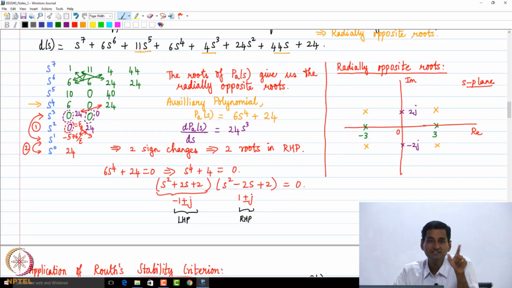So if the first entry is a 0 and you replace it with epsilon, we discussed that there are 2 cases. If there is no sign change, that indicates a pair of roots on the imaginary axis. If there is a sign change, then roots in the right half plane. That's the criteria used.